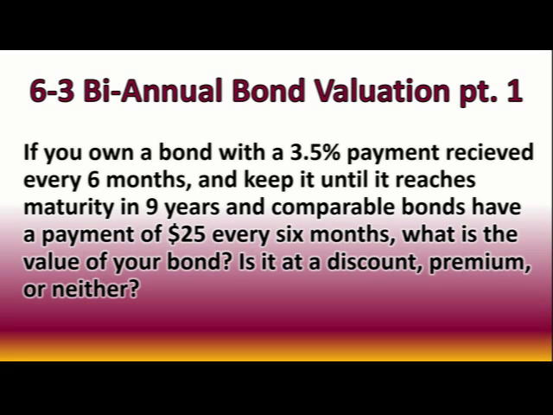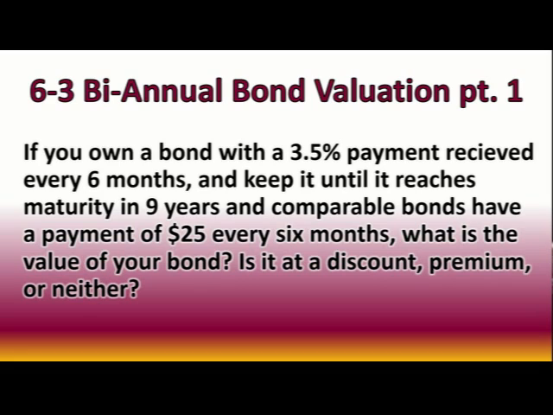3.5% payment received every 6 months versus $25 every 6 months. Well, by now you should be able to say, okay, 3.5% payment times $1,000 is a $35 payment. That's pretty easy. So right now, out of the gate, you should know you're getting a payment of $35 every 6 months. Comparable bonds are paying out at $25 every 6 months. You know you have a premium bond. So the value of this is going to be over $1,000 because you're making more than all the other comparable bonds out there. You have a premium bond.